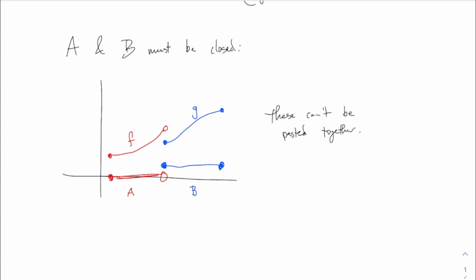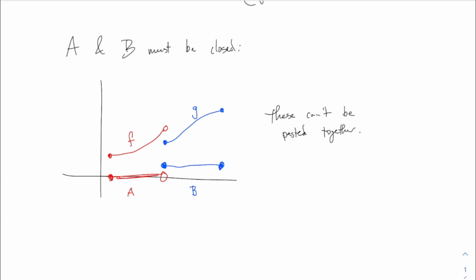You might say, well, that's because they don't agree on the overlap. But actually, there is no overlap in this case. The overlap is the empty set. And so they don't have to agree anywhere. And they don't agree anywhere. And you can't paste them together into a continuous function. That's the point. You might say, well, can I just move this one up there? And then you can glue them together. Yeah, but that would be a different function.